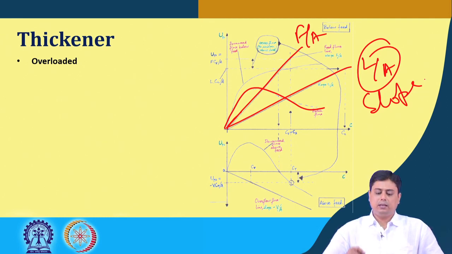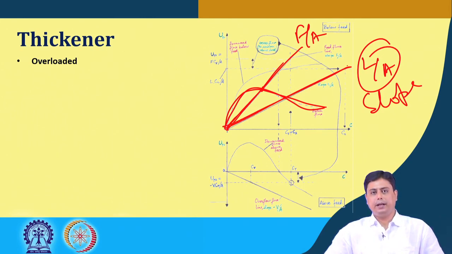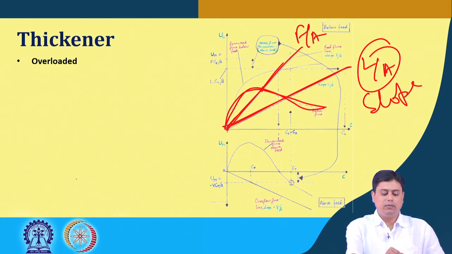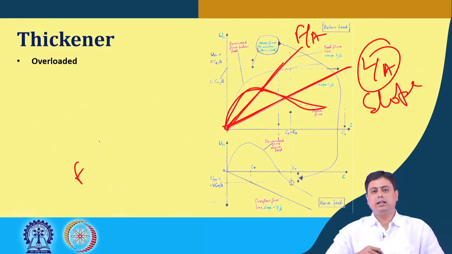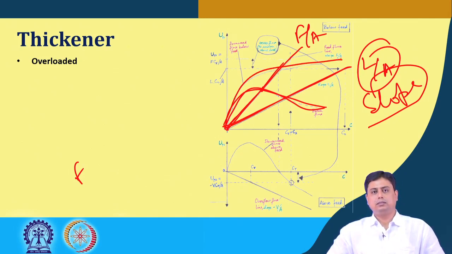Once we have that, we add this batch flux data with this L by A data, because the total flux at any point is basically the settling flux plus the underflow flux, the flux due to underflow concentration. By doing that, we get this curve. This is the total flux plot.